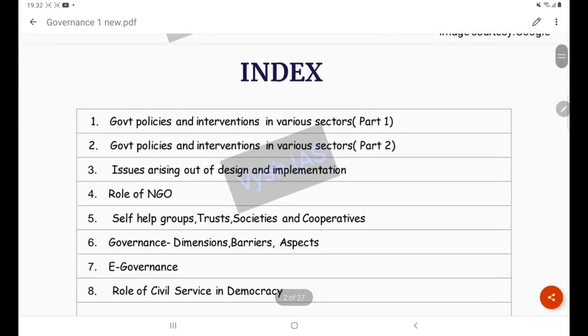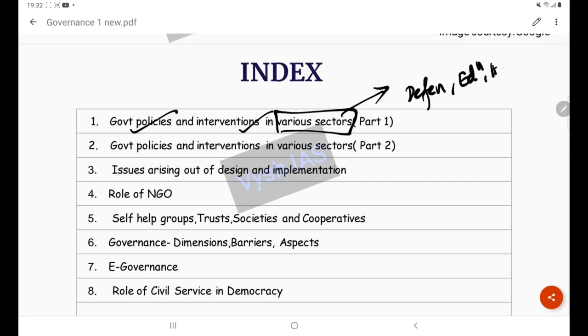Now moving on to index. So firstly, you have to have an idea of what all things you are going to learn in this paper. First topic is government policies and interventions in various sectors. By various sectors, we mean many wide range of sectors. See, we are having innumerable number of sectors, like defense is a sector, then education is a sector, health is a sector. It is impractical to cover all these sectors in detail. So what you can do is, there are some high probable topics: education, health, these topics, gender, etc.